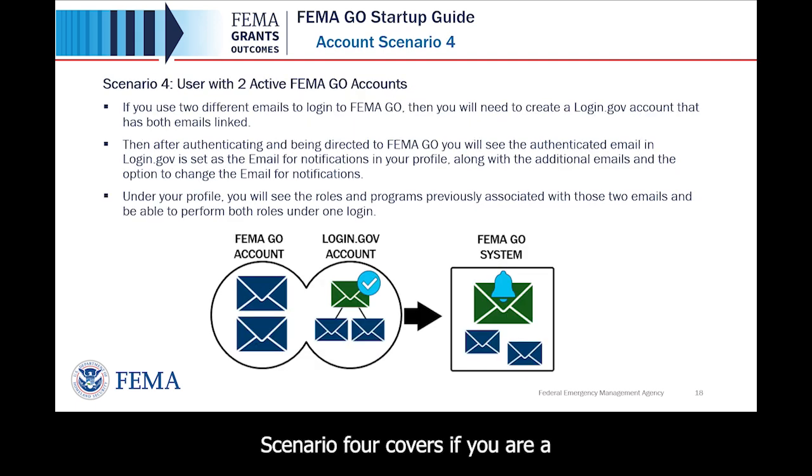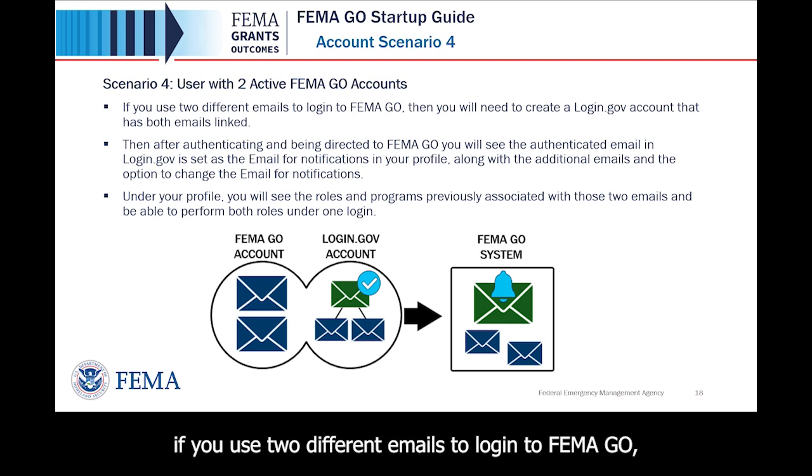Scenario 4 covers if you are a user with two active FEMA Go accounts. In this case, if you use two different emails to log into FEMA Go, then you will need to create a login.gov account that has both emails linked.